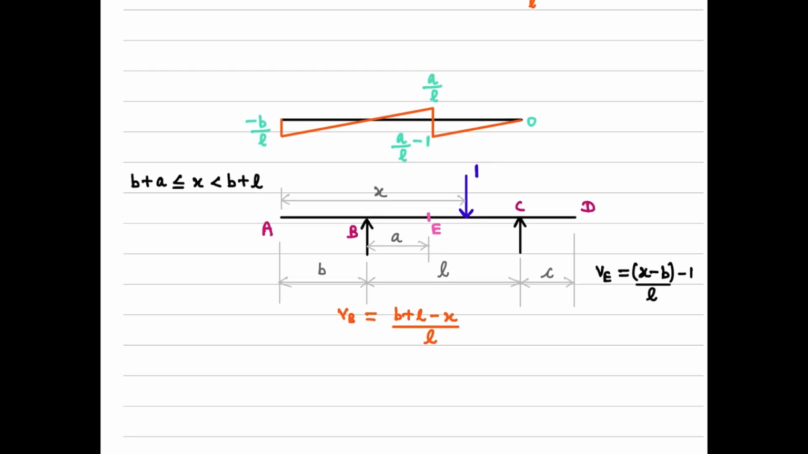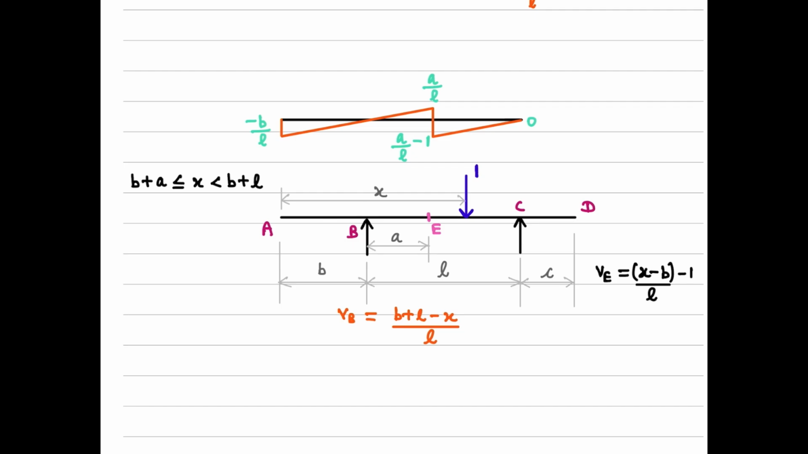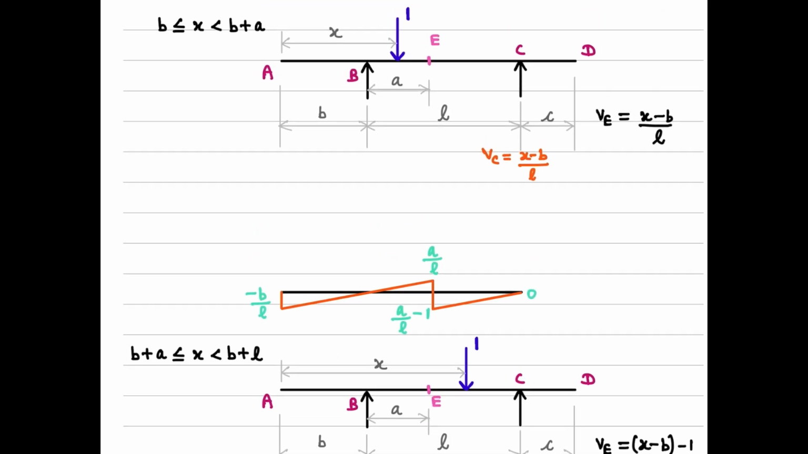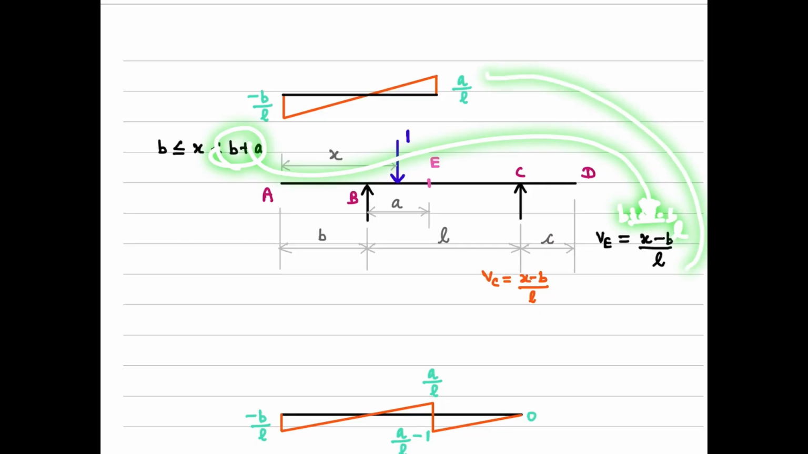Similarly, next place this unit load in the span EC. Now I am finding the reaction at this location, which is VB, and then I'm getting the expression for V. All right, so here we see that at this location there is a jump, because I get different values here. For instance, in the previous case, I can use the extreme value as b plus a. When I substitute b plus a for x, b plus a minus b by L gives you a by L. That's why I got this ordinate value at this end.